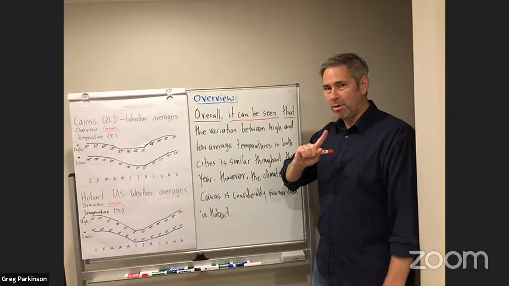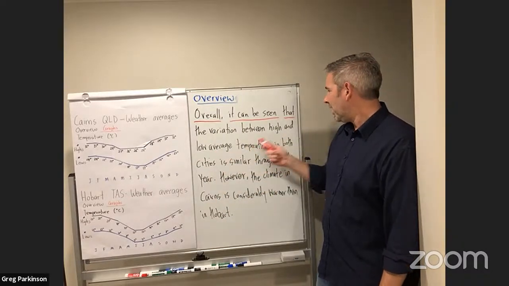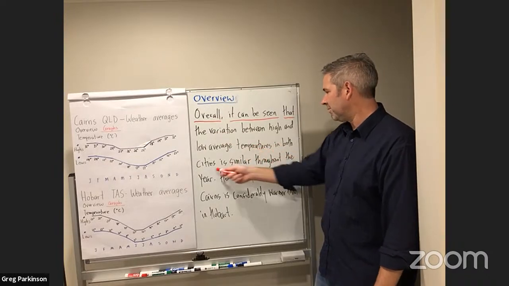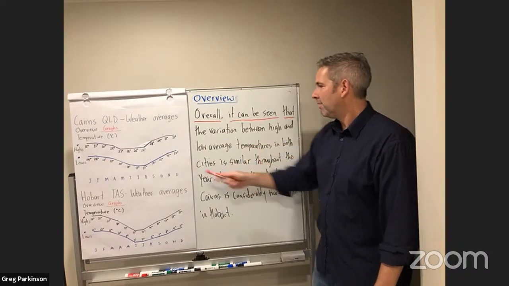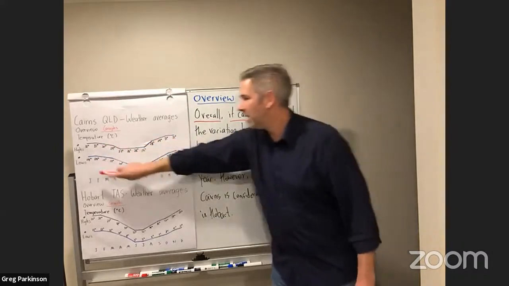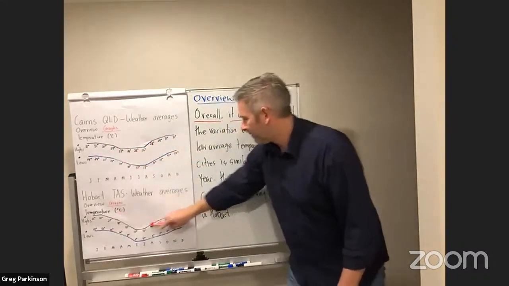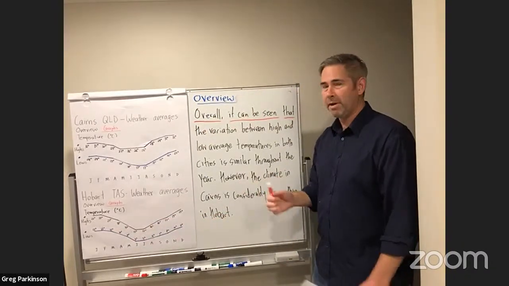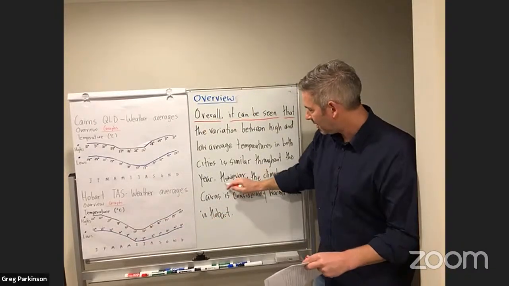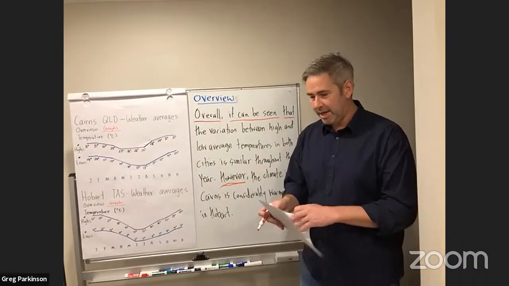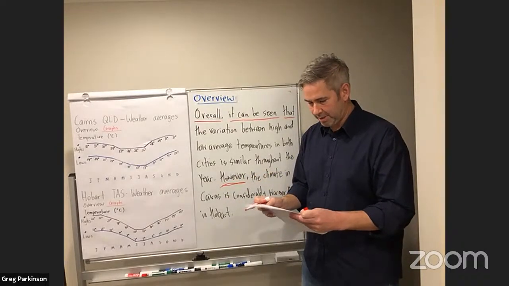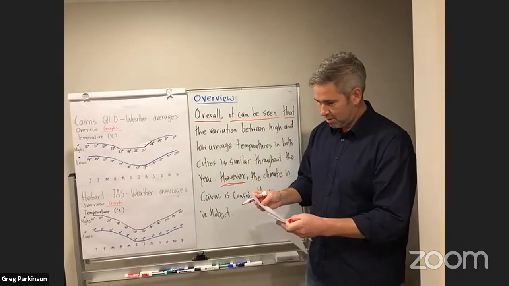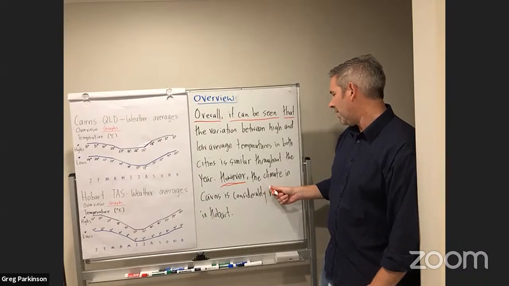So my first main point is that the variation between high and low average temperatures in both cities is similar throughout the year, right? So as I pointed out before, the lines on the graphs, you can see that pattern. However, so another cohesive device, and I'm signaling my next point, and my next point is, where are we? However, the climate, right?